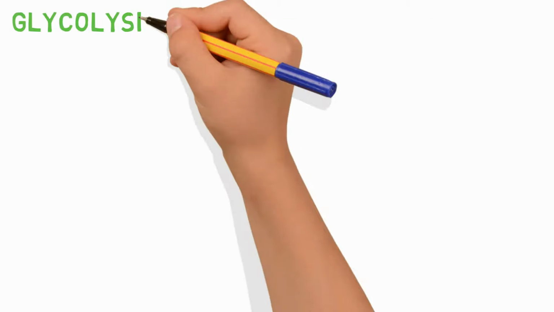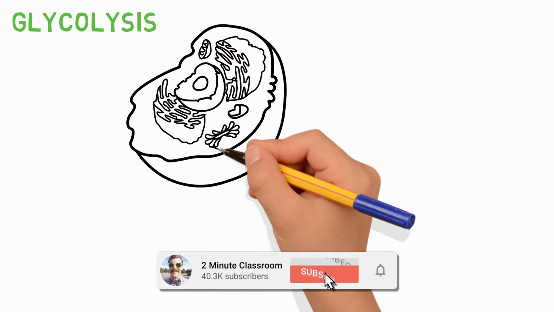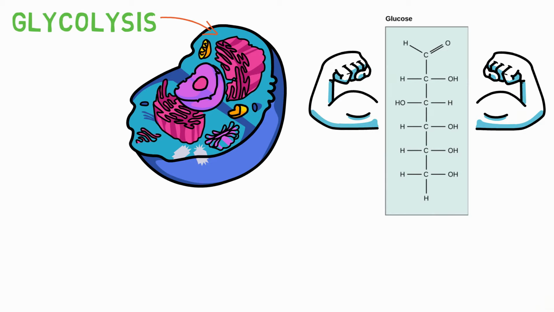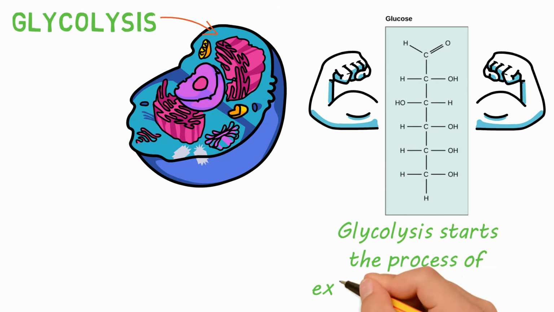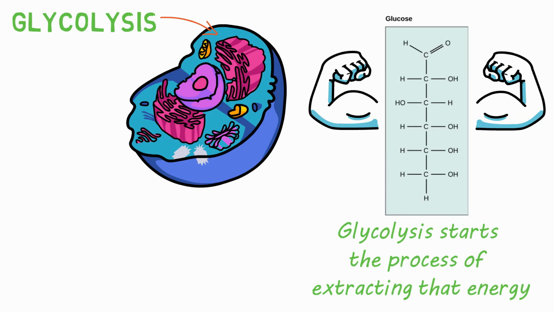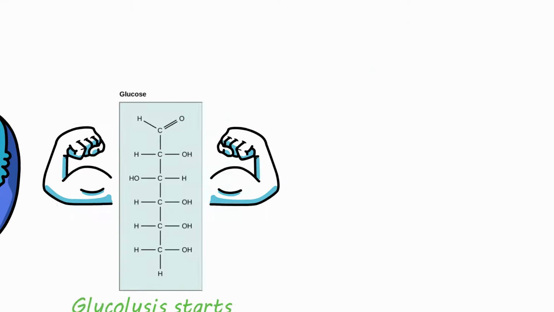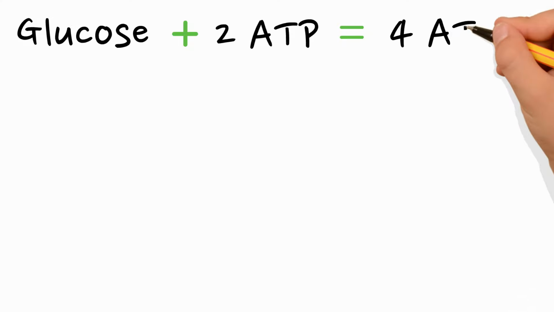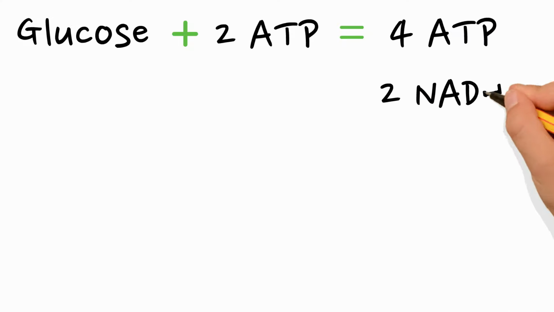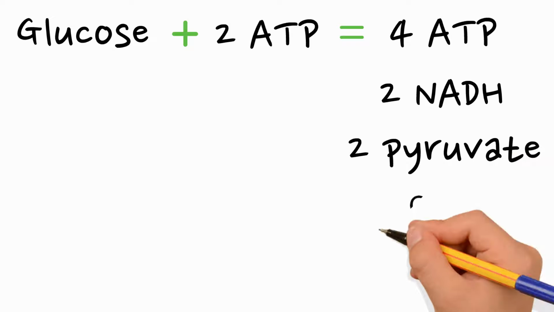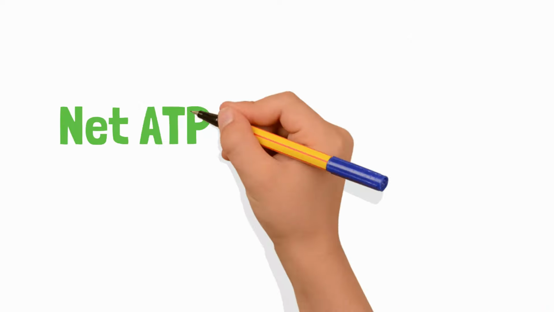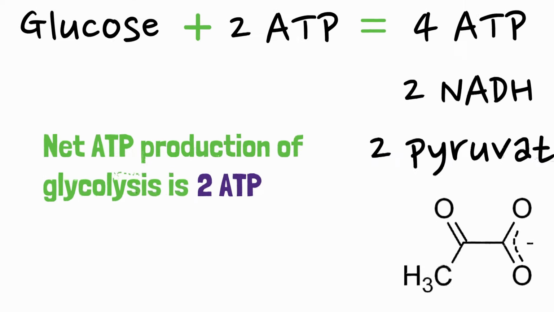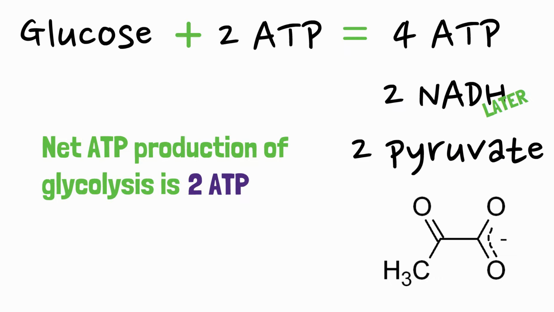The first step, glycolysis, is a series of reactions that take place in the cytosol. Glucose is a high-energy molecule, and glycolysis starts the process of extracting that energy from the glucose molecule. Glycolysis requires the input of a glucose and two ATP molecules, and puts out four ATP, two NADH molecules, and two pyruvate molecules. So the net ATP production of glycolysis is two ATP. The two NADH will come into play later.